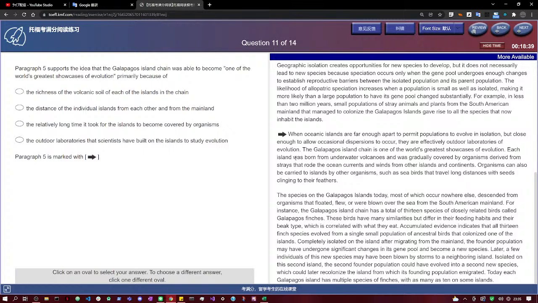The Galapagos Island chain is one of the world's greatest showcases of evolution. Each island was born from an underwater volcano and was gradually covered by organisms carried across the ocean by water and wind from the other islands. Organisms can also be carried to islands by other organisms, such as seabirds that travel long distances. The richness of the volcanic soil of each island is different, as is the distance of each island from the others and from the mainland.